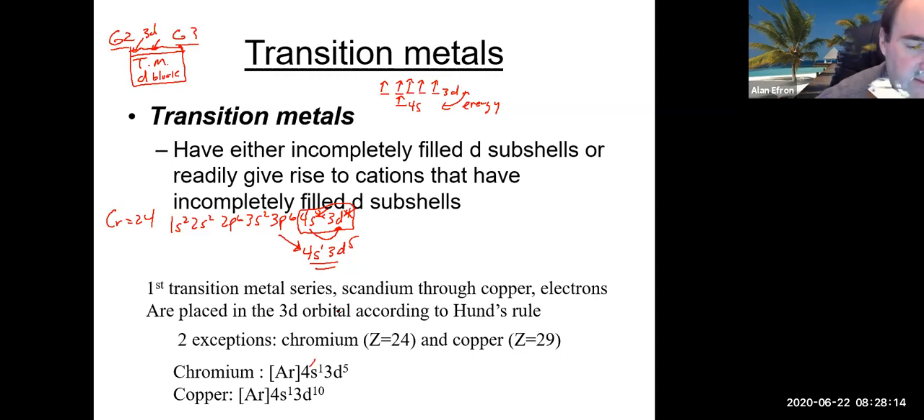Copper has a very similar exception. Again, if you did all that like you see down here, instead of 4s2, 3d9 at the end, like it shows, we have only one electron in the s, and an extra electron has come up. So in the case of copper, again, it has the one electron, but what it essentially will do then is pair off everybody up here.